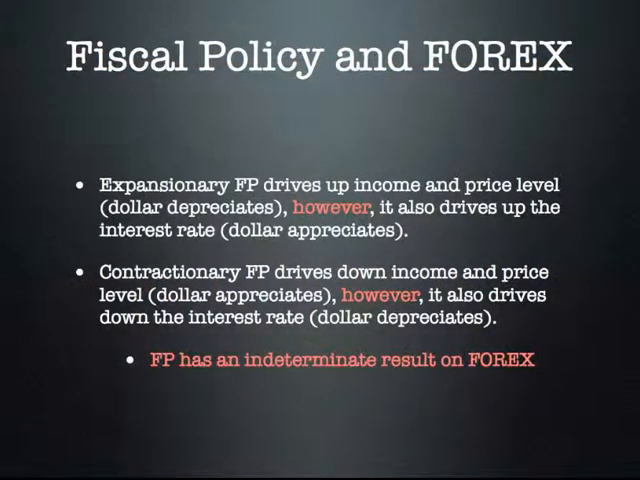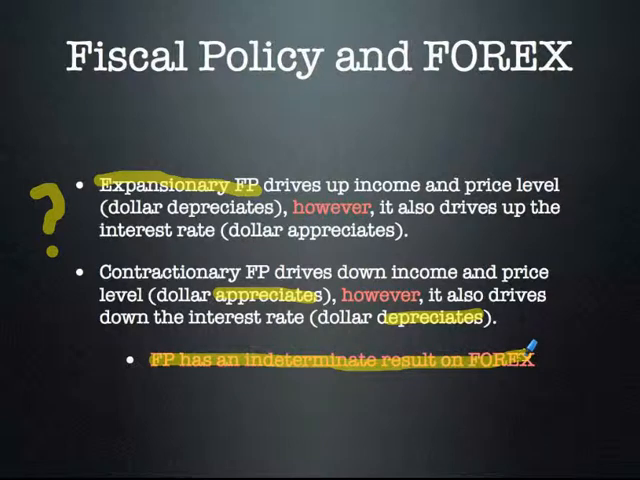Fiscal policy is a little messier, and of course it's because of the crowding out effect. What I wrote here, expansionary fiscal policy is going to drive up income and the price level, which would depreciate the dollar, but it also drives up the interest rate, which would appreciate the dollar. So notice the conflict. What will happen? Contractionary fiscal policy drives down income and the price level, which would appreciate the dollar. However, it also drives down the interest rate, so the dollar would depreciate. The net result is indeterminate.